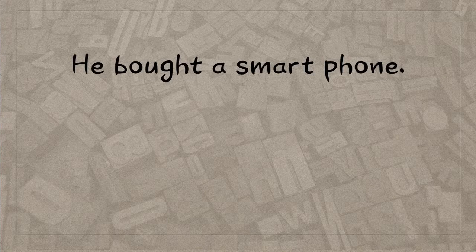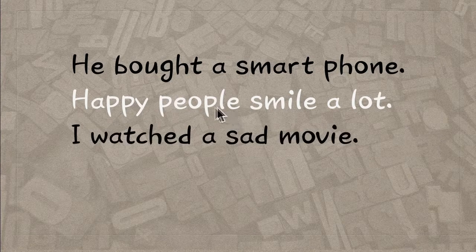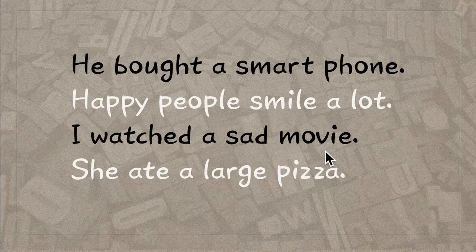For more examples, he bought a smartphone. Can you find the adjective? Right here. Smart is describing the phone. Everybody has a smartphone these days, right? Or, happy people smile a lot. Happy is describing people. I watched a sad movie. Sad is our adjective describing the movie. And she ate a large pizza. She can really eat pizza well. Large is describing the pizza.